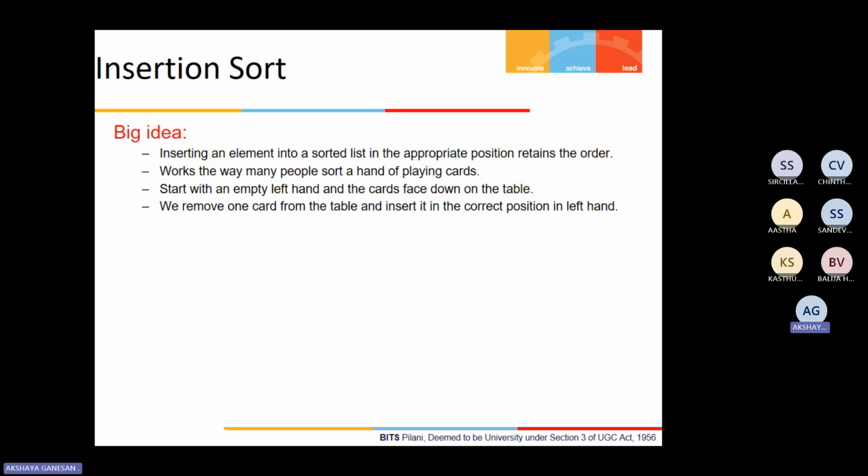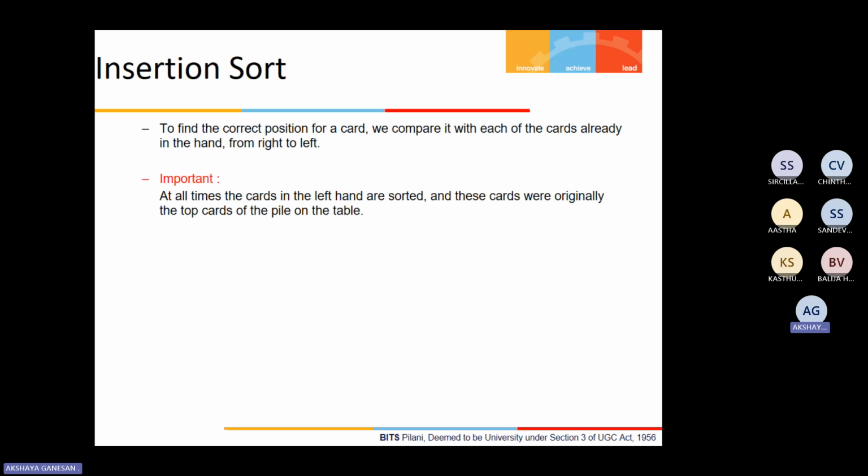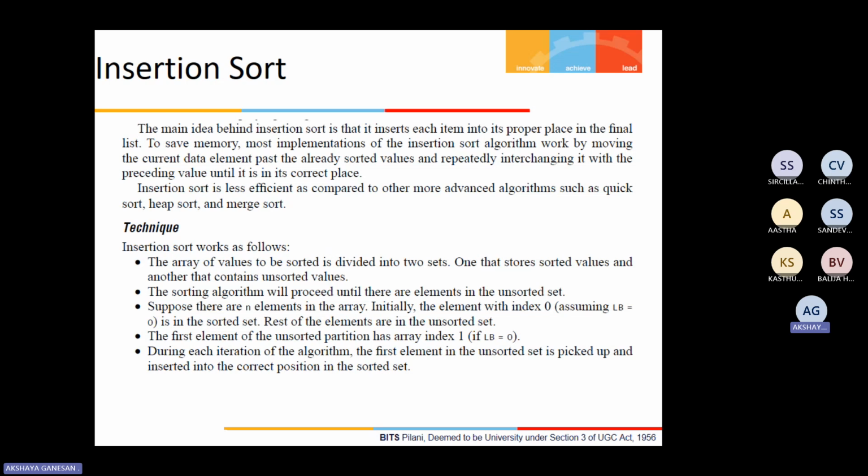So the main idea is to insert an element into a sorted list at the appropriate position. You don't select an element, you just insert any element you get into the right position. Many people use this method when they play cards. They start with an empty left hand, take one card, place it, take the second card, place it before or after the first card. Every time you take a card, you place it in the correct position. To find the correct position of the card, we have to compare it with each of the cards already in hand from right to left. That is what we will do in insertion sort.